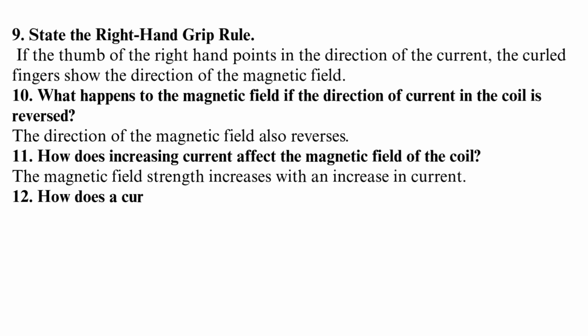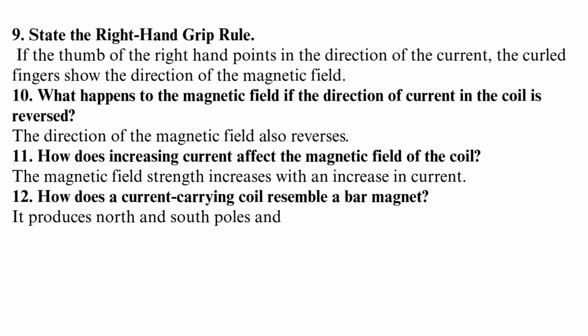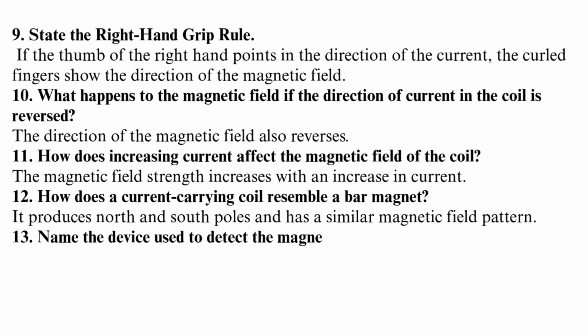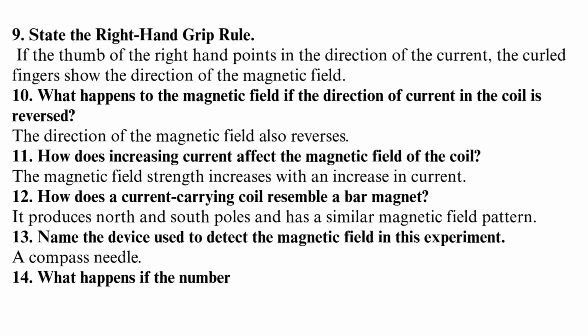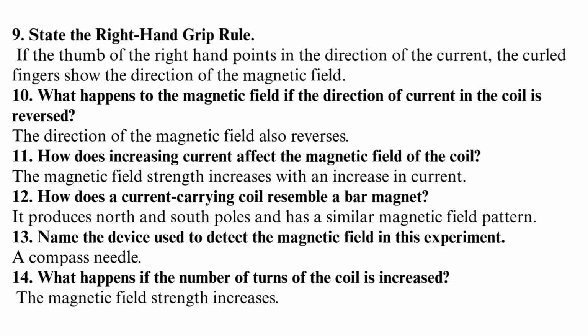12. How does a current-carrying coil resemble a bar magnet? It produces north and south poles and has a similar magnetic field pattern. 13. Name the device used to detect the magnetic field in this experiment. A compass needle. 14. What happens if the number of turns of the coil is increased? The magnetic field strength increases.